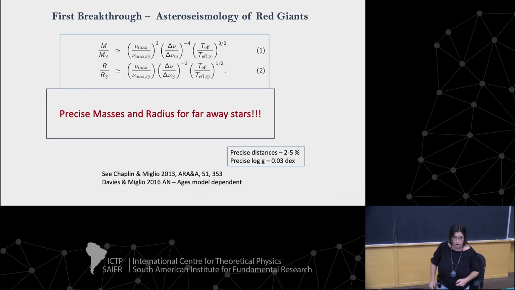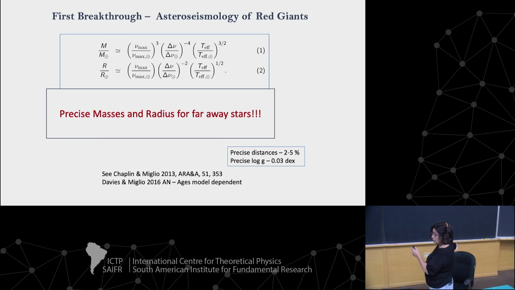So why is this a holy grail for us, for galactic archaeology? This nu max and delta nu parameter that I showed you, if you know the temperature, you can get immediately the mass and the radius of the star. And this is amazing, because otherwise it's very difficult to get the mass and the radius of a star unless you are in a binary system or you are nearby. But I'm talking about red giants. You can get this for very far away stars.